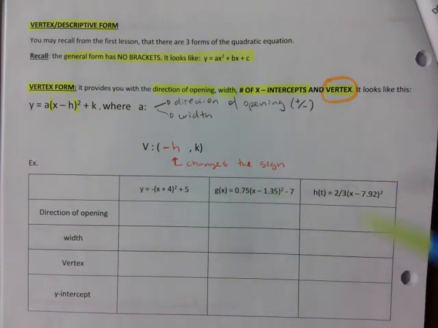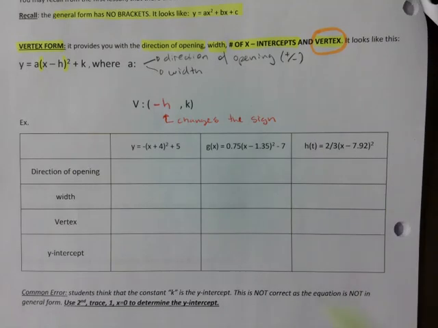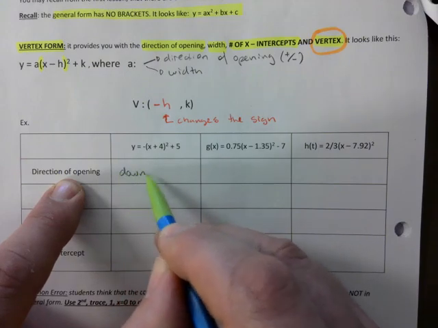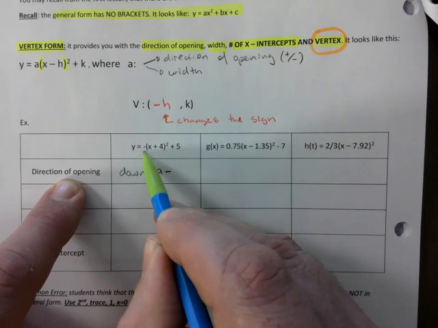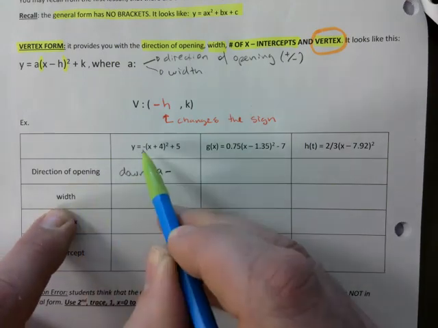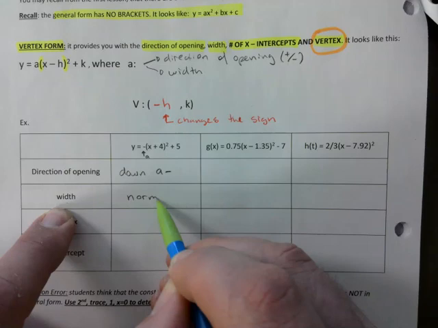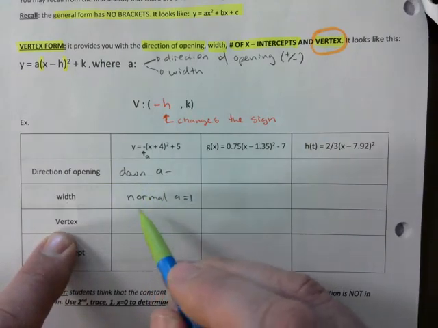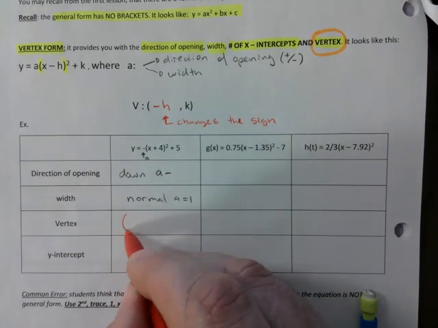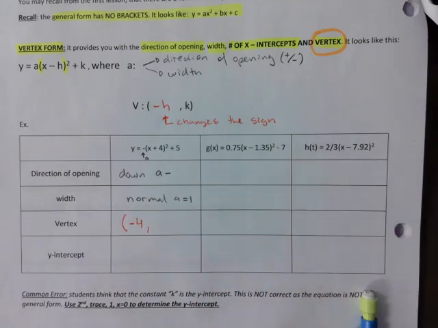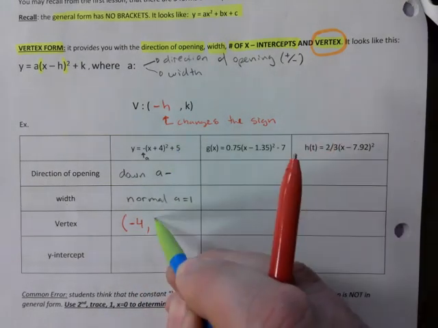So here we go. We've got 3 different scenarios here. I'm not going to do all of them. I'm just going to do maybe one and then let you do the rest. So direction of opening, this is going to be down, because A is negative, right? A is right there. That's A. It's negative, so we know it's pointing down. What is the width? This is going to be normal, because A is equal to 1. The vertex, here it is. So you can tell that this is in vertex form, and that would be -4, and the 5 stays, positive 5 stays. Okay?